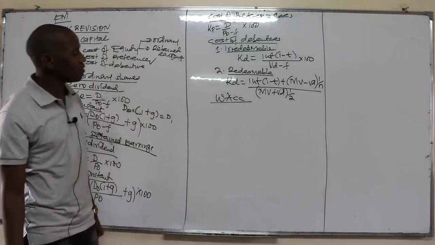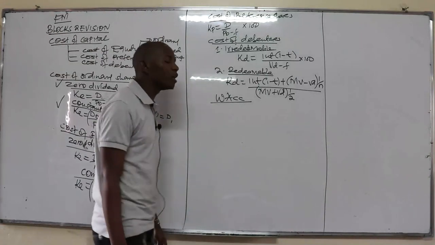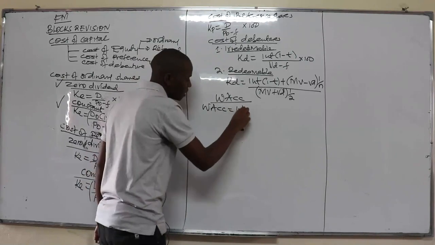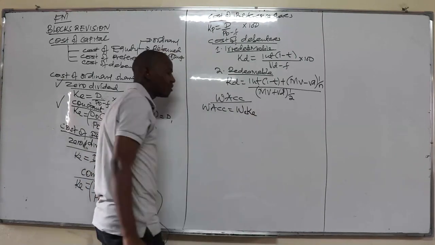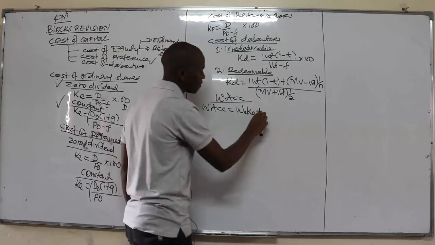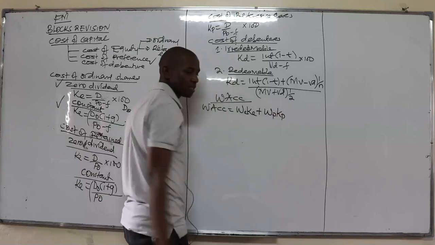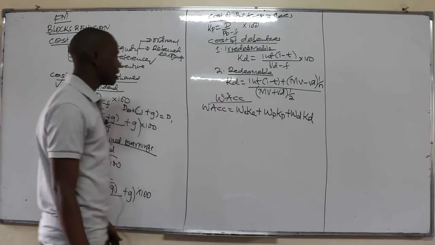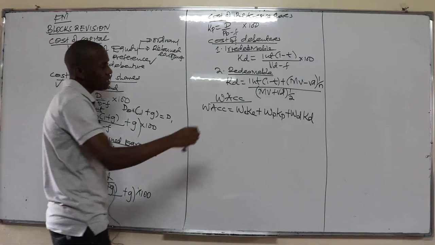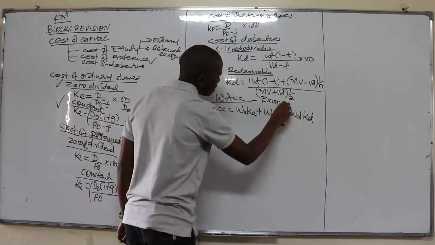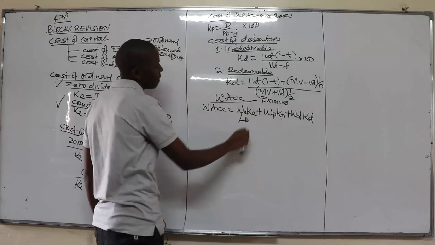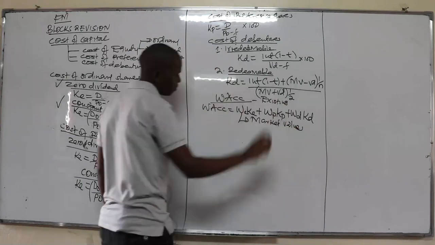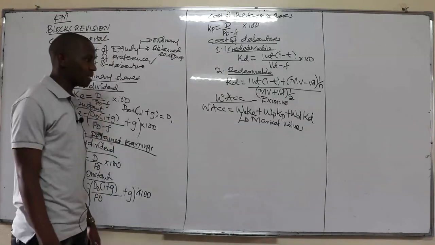WACC is the weighted average cost of capital, which is normally used when evaluating existing projects. To get the WACC, you take the weight of ordinary shares times the cost of ordinary shares, plus the weight of preference shares times the cost of preference shares, plus the weight of debenture times the cost of debenture. That is how you will get the WACC. This is used when evaluating existing projects, meaning that for you to get the weights, you normally use the market values. So in this case, you don't include the cost of retained earnings.